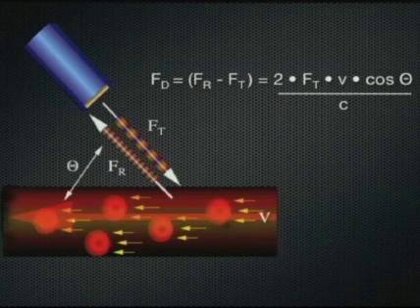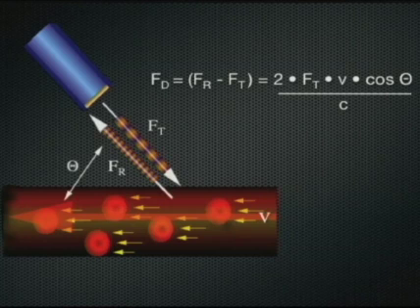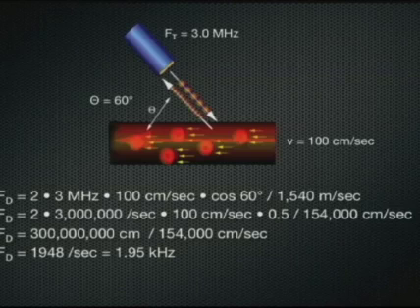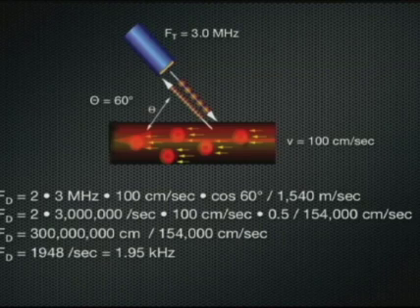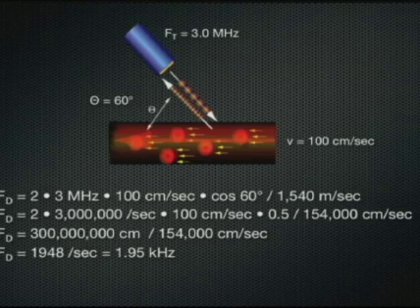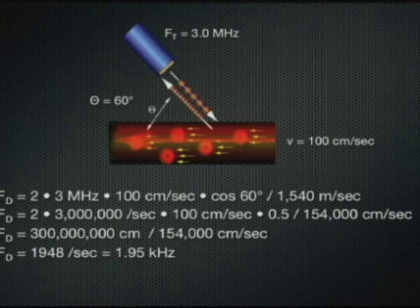Here we can see an example in which we are insonating blood within a vessel. In this case, the angle is 60 degrees. The velocity of the blood is 100 centimeters per second, and we're insonating with a transducer at a frequency of 3 megahertz. These are the same velocities and transmit frequencies that were shown in an earlier example in this series.